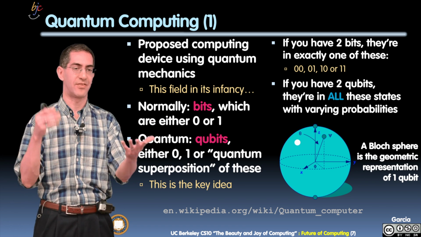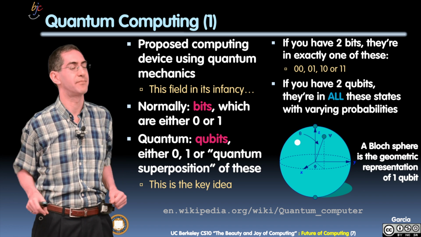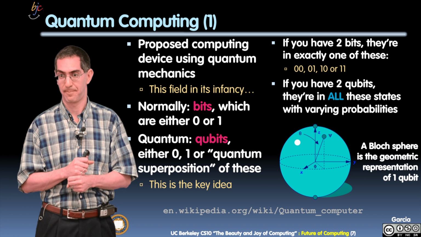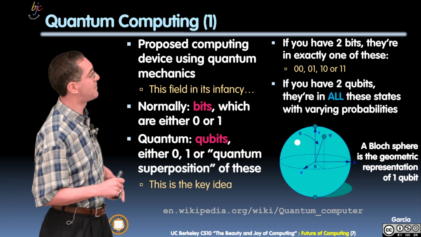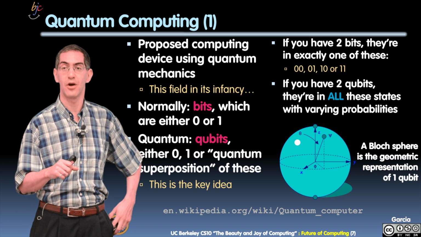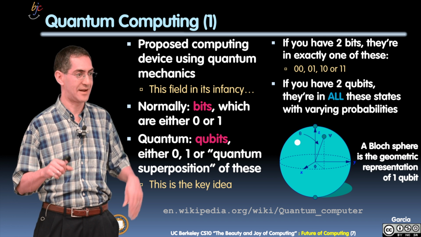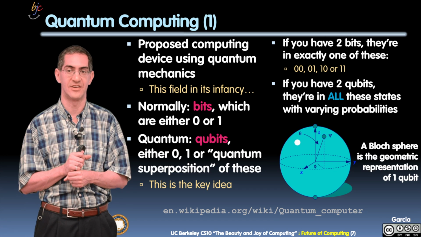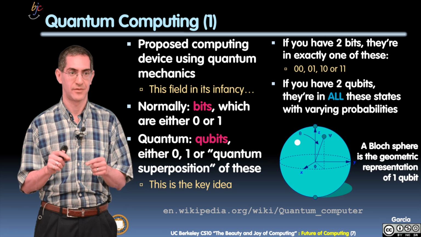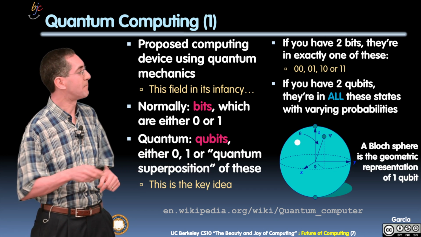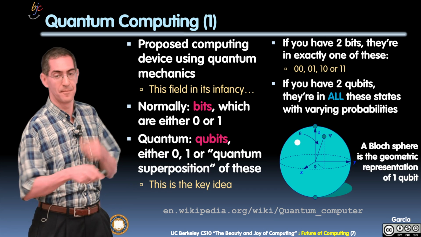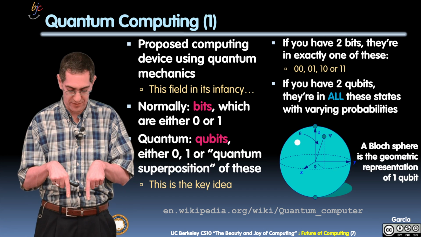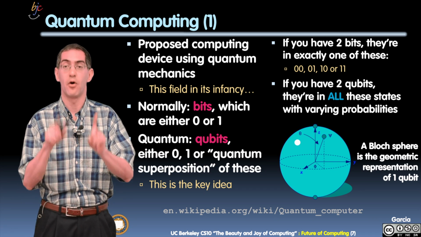Normally, you guys know we have bits, 0 or 1. That's given, right? In quantum computing, they call them qubits, or quantum bits. And those are either 0, 1, and here's the part that kind of makes your head hurt, or a quantum superposition between the two. You're like, what? Okay. Here's an example. If you have 2 bits, you have 4 possible states: 0 0, 0 1, 1 0, or 1 1.